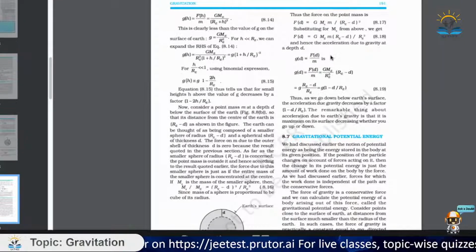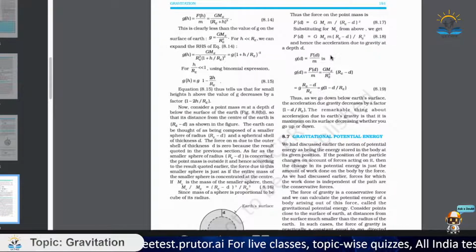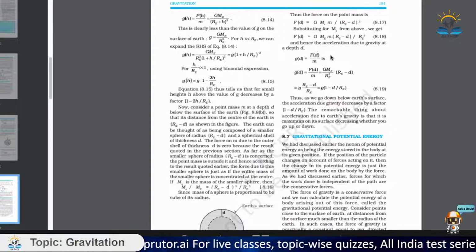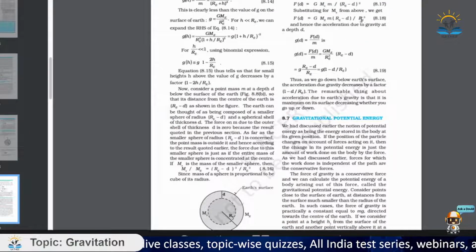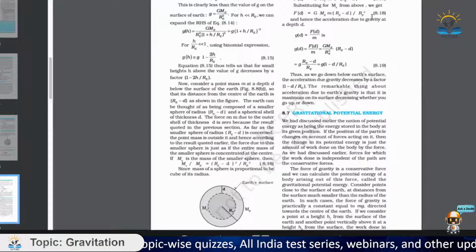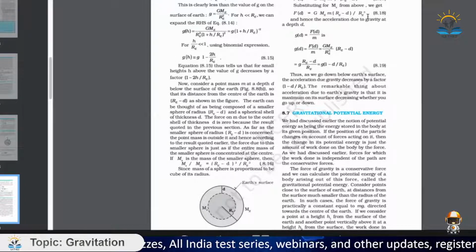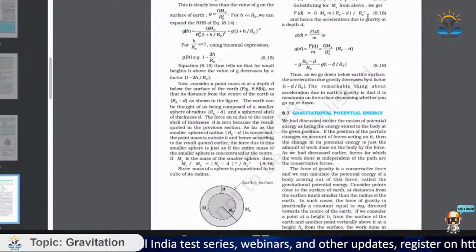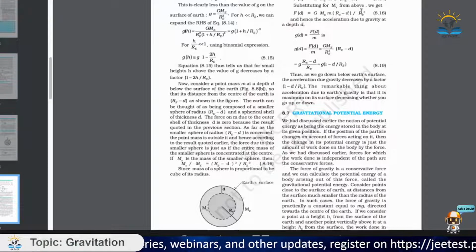Now we know that Ms is equal to Me times (Re minus d) upon Re whole squared. So we substitute it here. We get this equation after substituting the mass of the leftover part of the Earth's body.